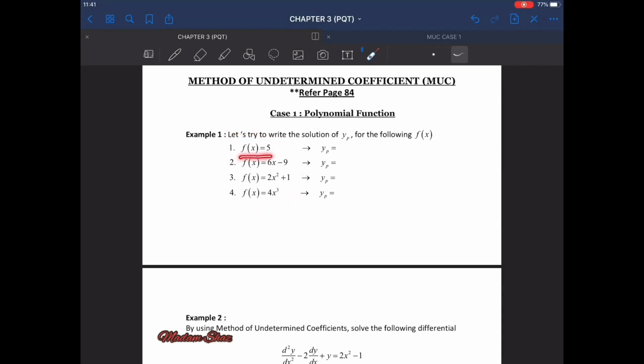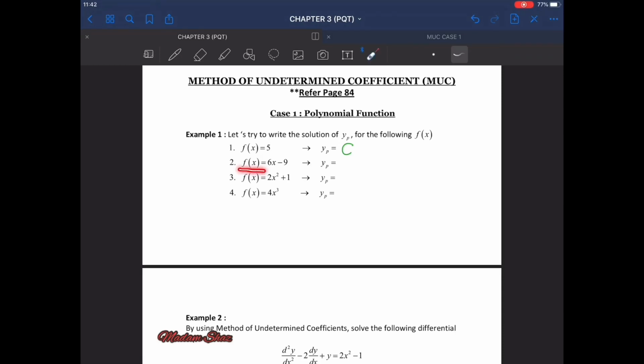Let's say your fx is equal to 5. So how do you write your solution for the yp? In order to write the solution for the yp, we need to change any constant that we have into another constant, which is c, d or e. So for the first one, fx is equal to 5, we change the constant to c. So this yp will become c.